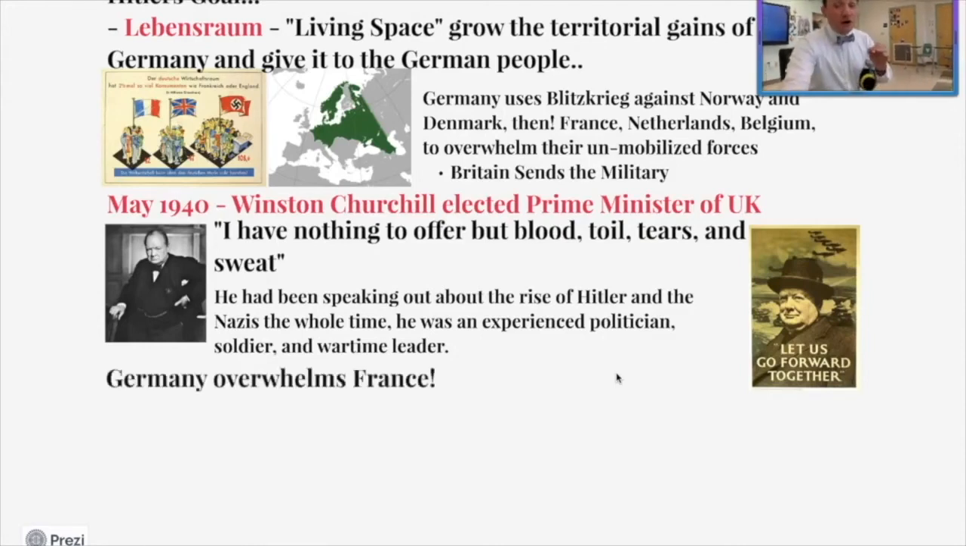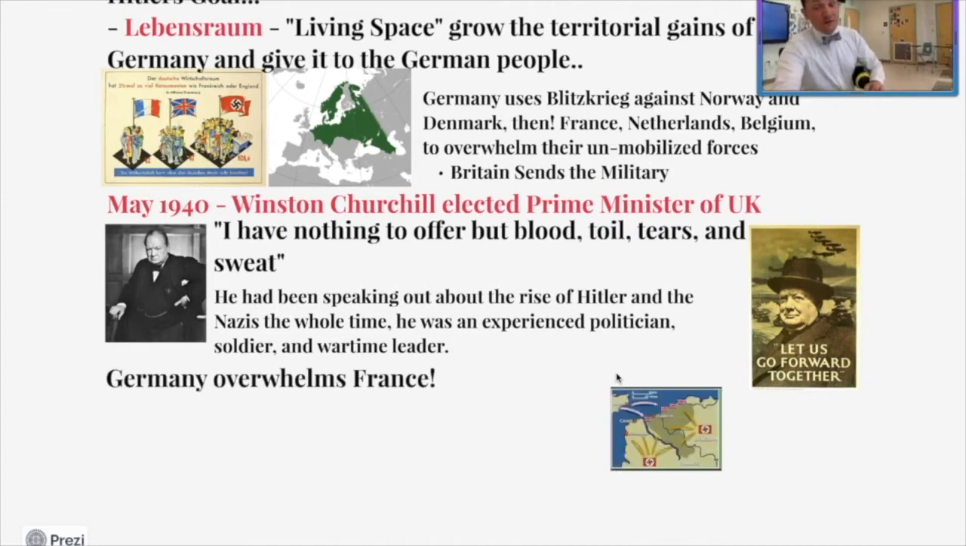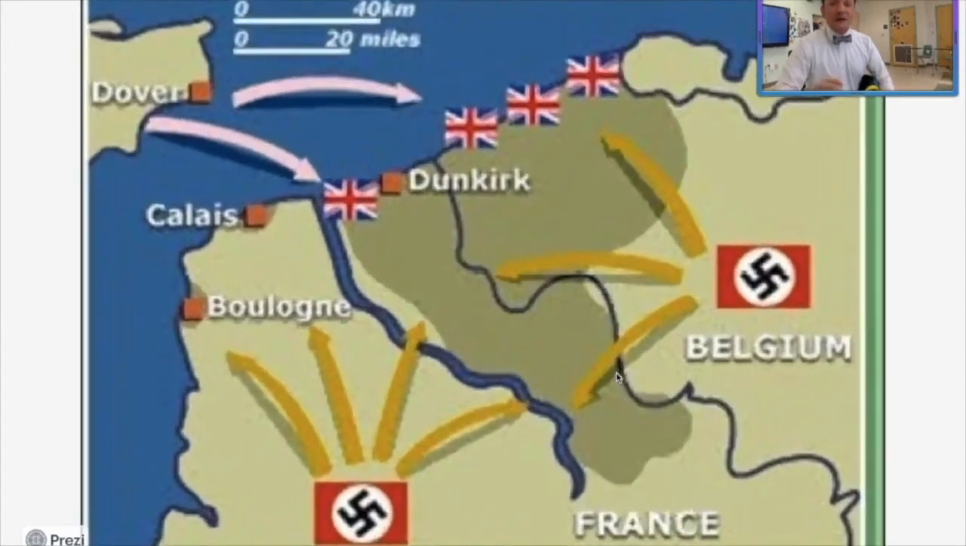So Germany overwhelms France, though, okay? So the plan is the Germans want to do something like the Schlieffen Plan. Knock France out as fast as possible. So they rushed in and they managed to corner an entire British regiment and the entire French regiment behind this thing known as the Maginot Line, which we'll talk about in class, right?